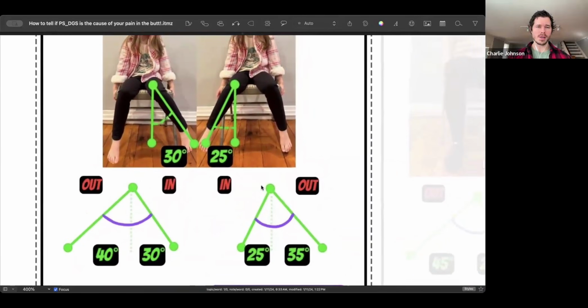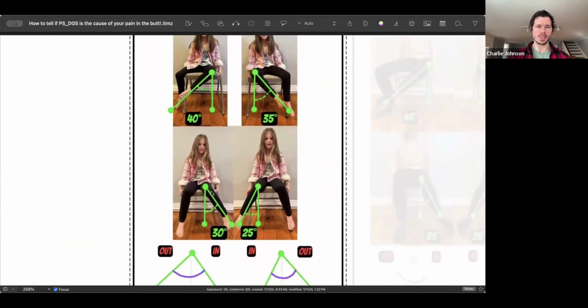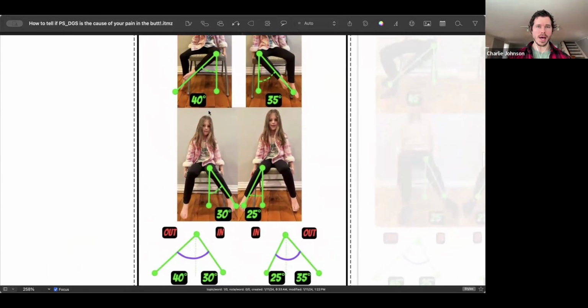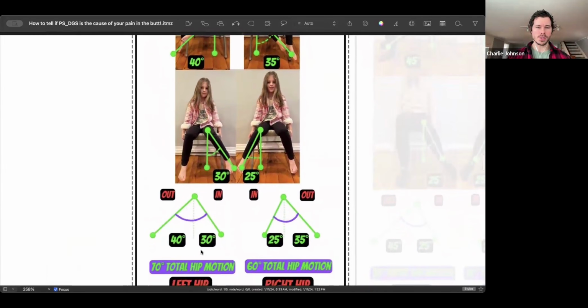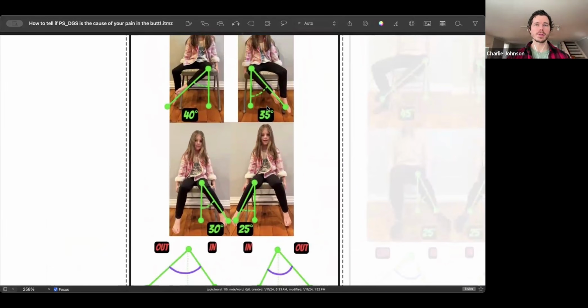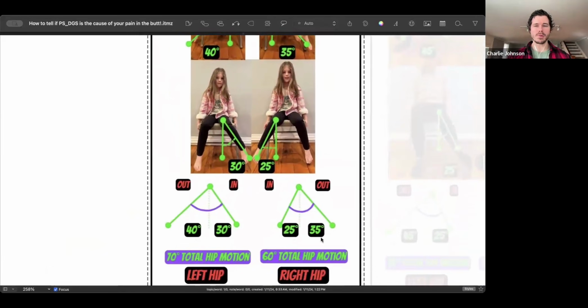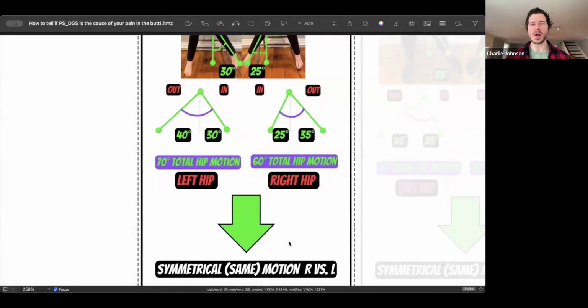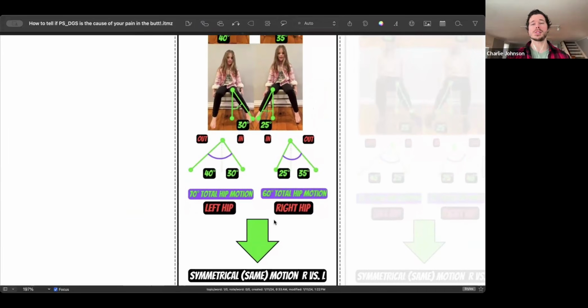So if we take the totality of these arcs, this one and this one, and glue them together, you can see that she has on the left side 40 degrees out and 30 degrees in, which gives her roughly 70 degrees of total hip motion on the left hip. On the right hip, we put those together, and she's got roughly 60 degrees of total hip motion. If you really want to be nitpicky, that is not identical. But I'm going to say that's within what I would consider to be fairly symmetrical. It's probably not something you're going to pick up with the naked eye. So I'm going to call it symmetrical, or same motion, right versus left. The total arc of motion is the same right versus left.